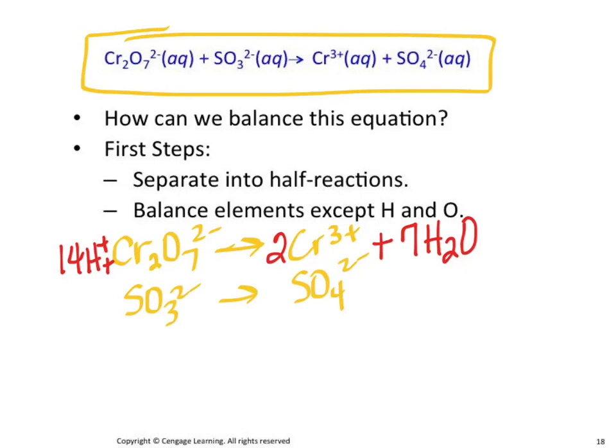Then you go and you figure out how many electrons we need to add and where. So we have an overall positive 12 charge right here. And on the other side we have a positive 6 charge. So I need 6 electrons on my reactant side.